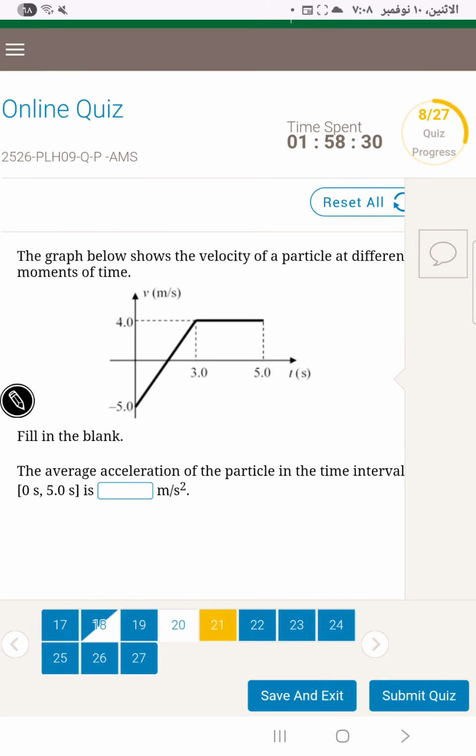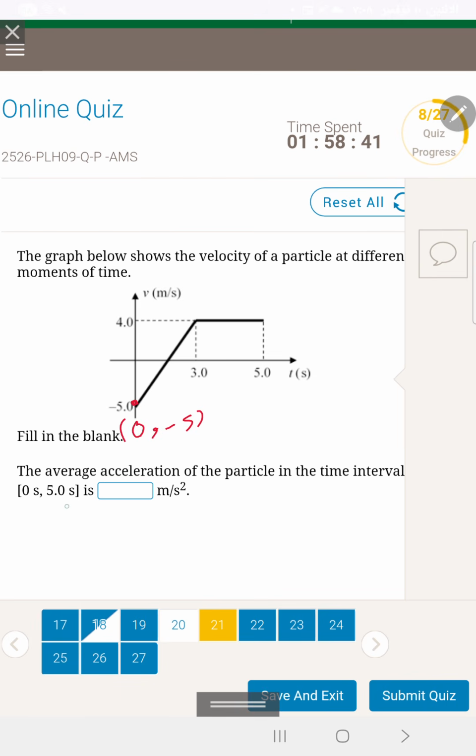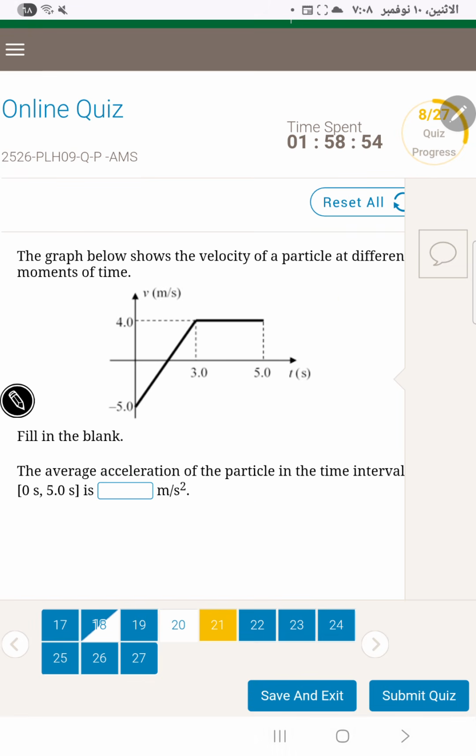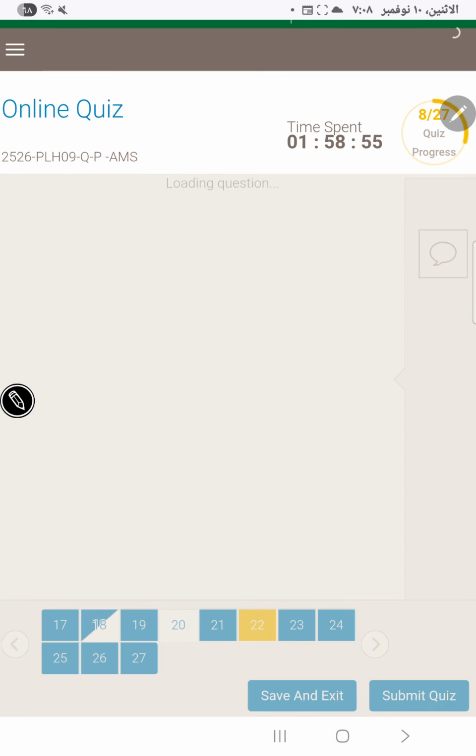The average acceleration of the particle in the time interval from 0 to 5. From 0 means here you have 0, negative 5, and to 5 means this point here, which is 5, 4. You do slope formula. 4 minus negative 5 divided by 5 minus 0. Next question, number 22 now.